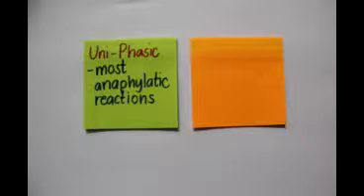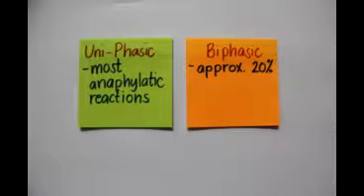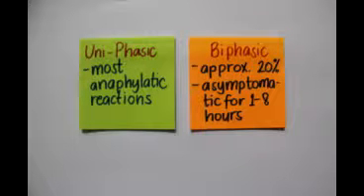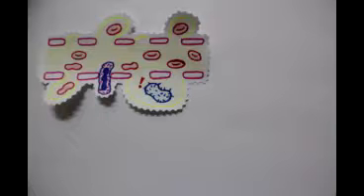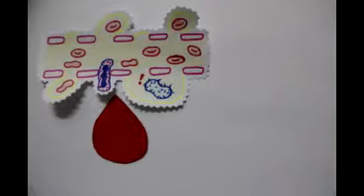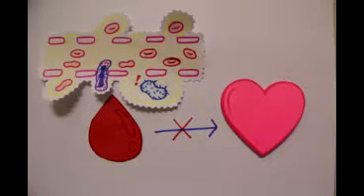Most anaphylactic reactions follow a uniphasic reaction course. However, approximately 20% follow a biphasic course after an asymptomatic period of 1 to 8 hours. Now, to wrap things up, let's discuss how anaphylactic shock happens. The vascular leakage, which was discussed earlier, causes a continuous depletion in the amount of blood that is free to circulate and that can be pumped by the heart.